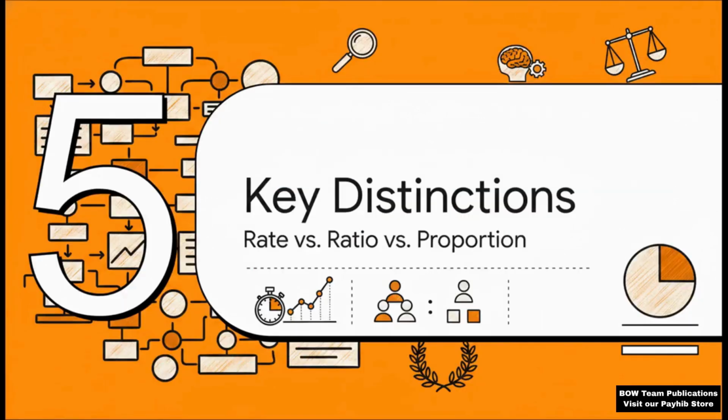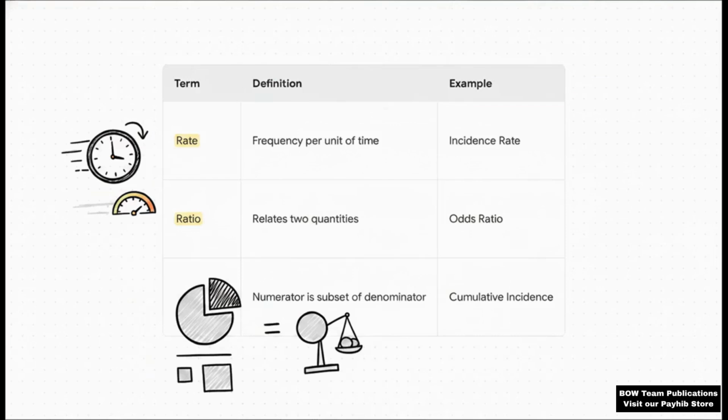All right, to wrap things up, let's quickly lock in 3 more terms that get mixed up all the time but have really precise meanings. Getting these right on an exam shows you've really got this stuff down. Let's break this down. First, a rate. The absolute key to a rate is that it always has a unit of time in the denominator. It's all about speed, like our incidence rate.